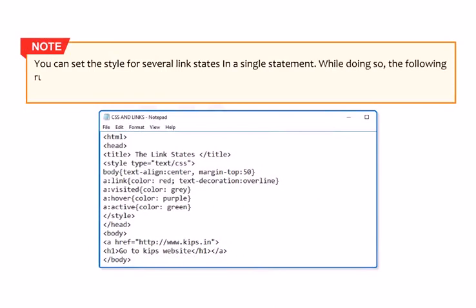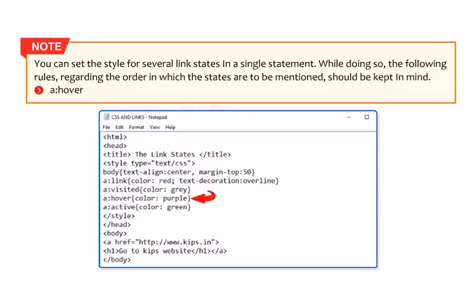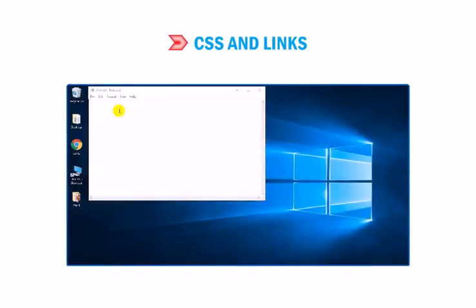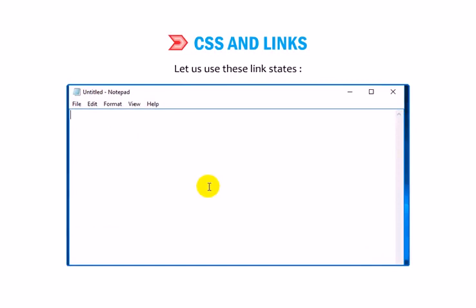Okay, note that you can set the style for several link states in a single statement. While doing so, the following rules regarding the order in which the states are to be mentioned should be kept in mind. a:hover must come after a:link and a:visited. a:active must come after a:hover. Let us use these link states.